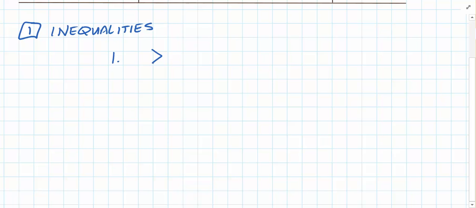So number 1, what is that symbol right there? That is less than. Nope, try again. That's greater than, right? So as an example, why would we ever use that? Because 5 is greater than 3, right? That's what that means. As an example, 5 is greater than 3. Okay, good. That's one of them.